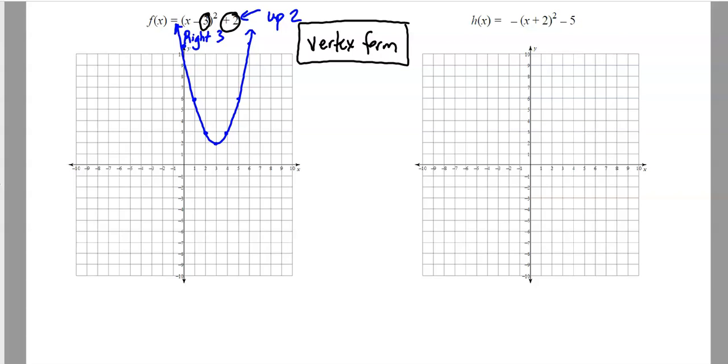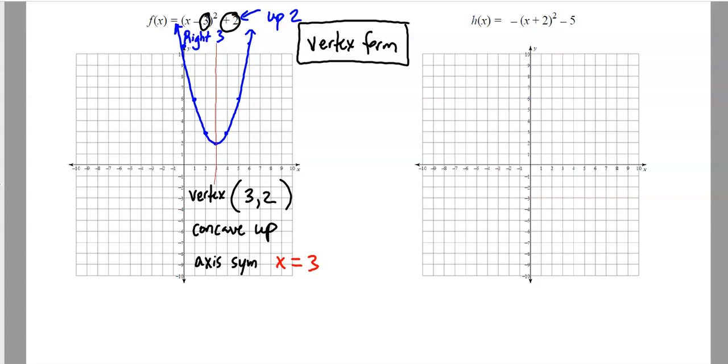So let's kind of talk about some important features for this one. So one important feature is, you know, let's label the vertex. The vertex is at right 3, up 2. This thing is concave up because it's opening up. We do have an axis of symmetry line. I'm just going to abbreviate this. Axis of symmetry line is going to be right here, which cuts through at x equals 3. So that's the axis of symmetry.